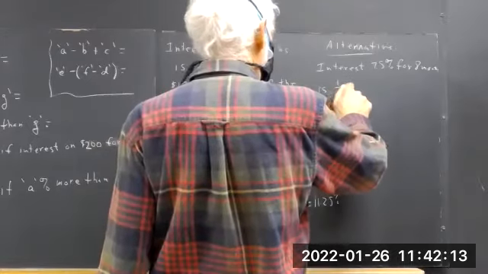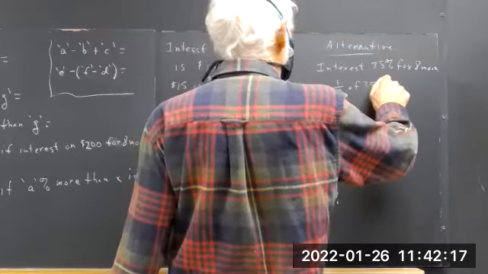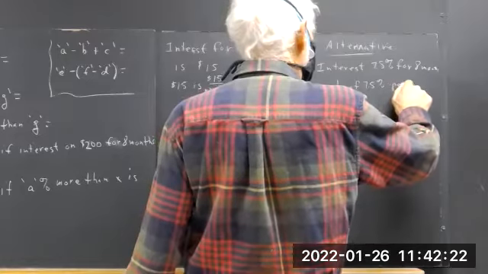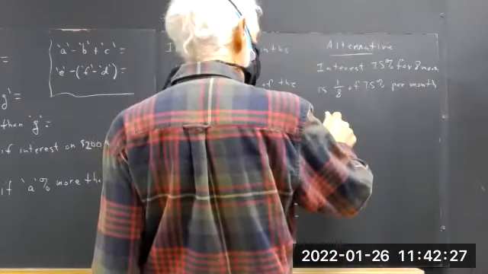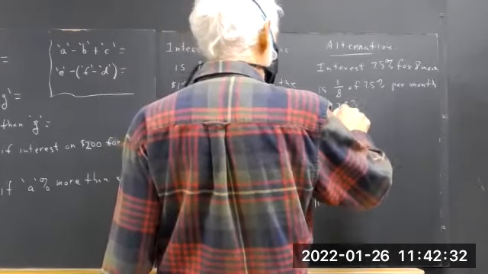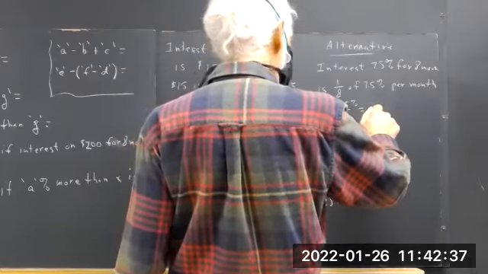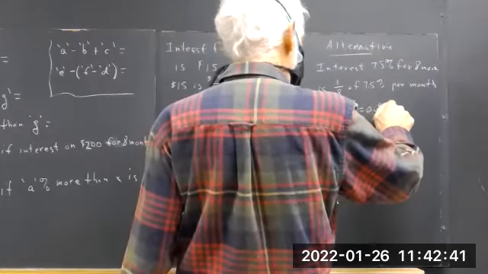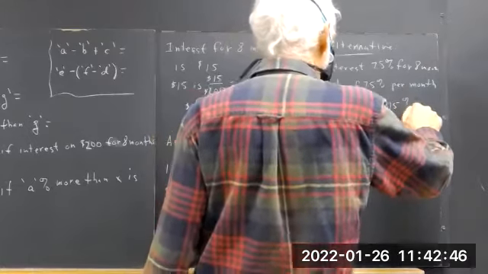is 1/8 of 7.5% per month. Or 7.5% over 8, which equals point, we'll put a 0.9375%.